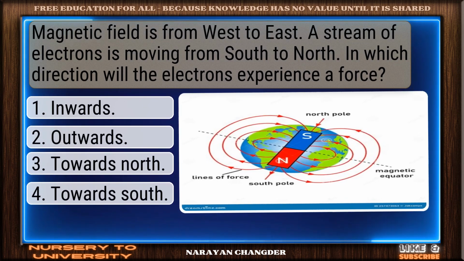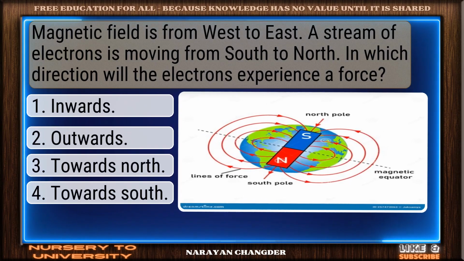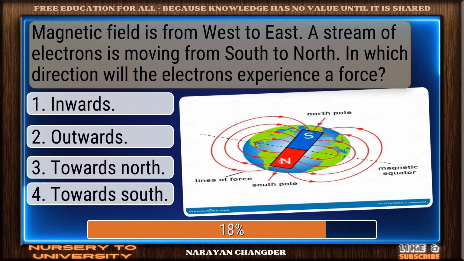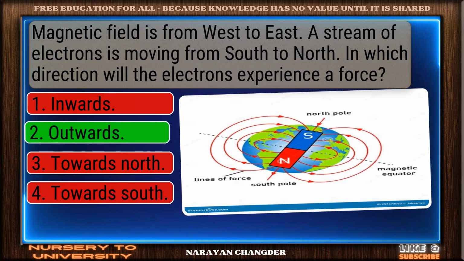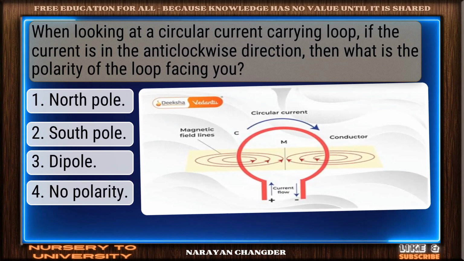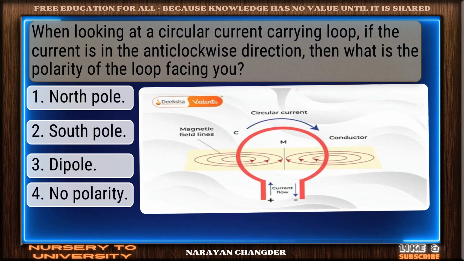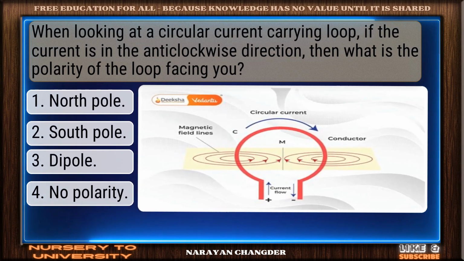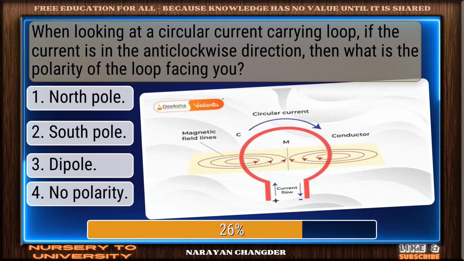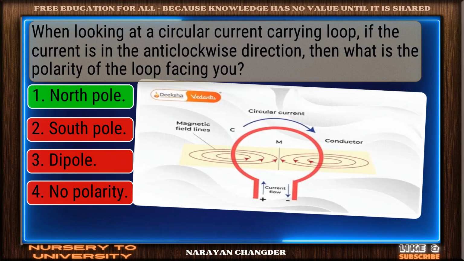Magnetic field is from west to east. A stream of electrons is moving from south to north. In which direction will the electrons experience a force? Well done. Outwards is right. When looking at a circular current-carrying loop, if the current is in the anticlockwise direction, then what is the polarity of the loop facing you? Great job. North pole is accurate.